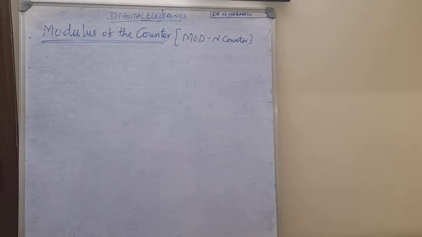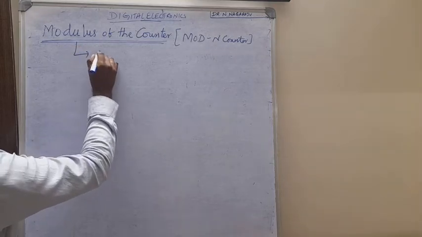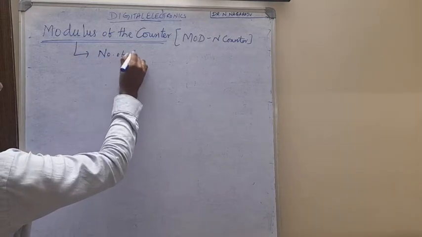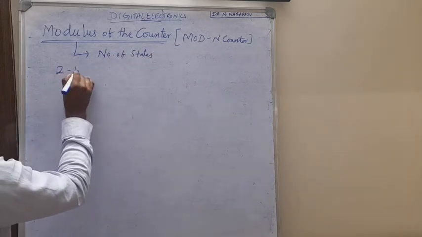In this video I am going to explain the topic modulus of the counter. This can also be called as mod n counter. So what does mod n counter or modulus of the counter indicate? Here the modulus represents the number of states. For example, if you use a 2-bit counter.